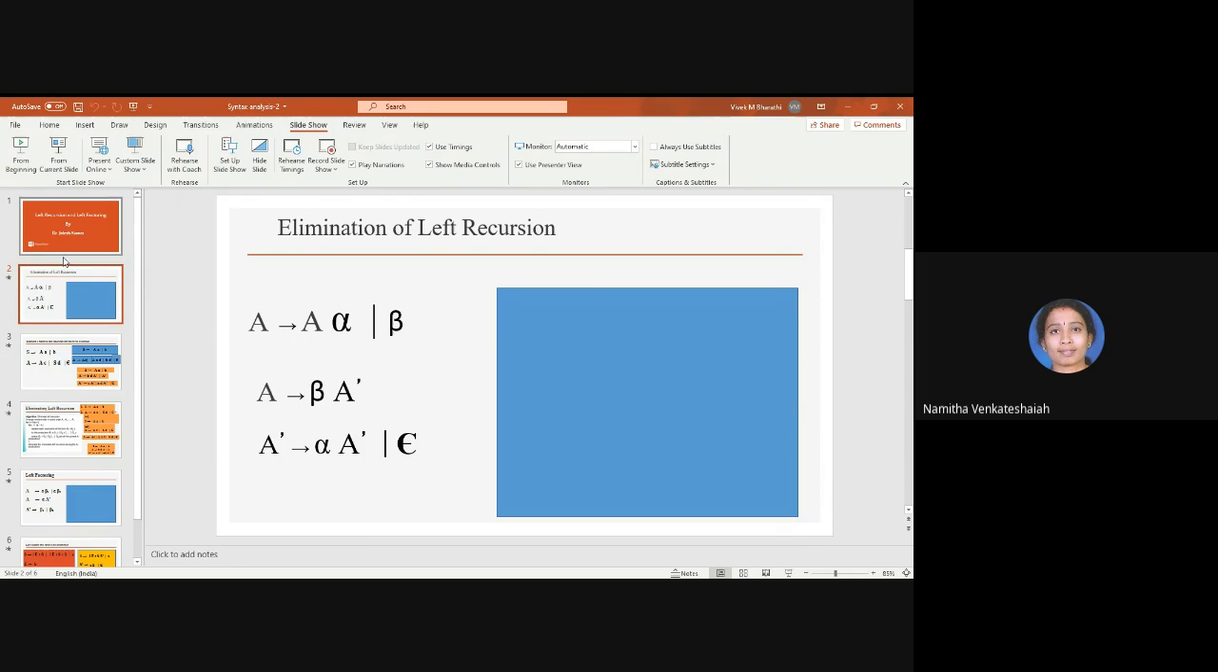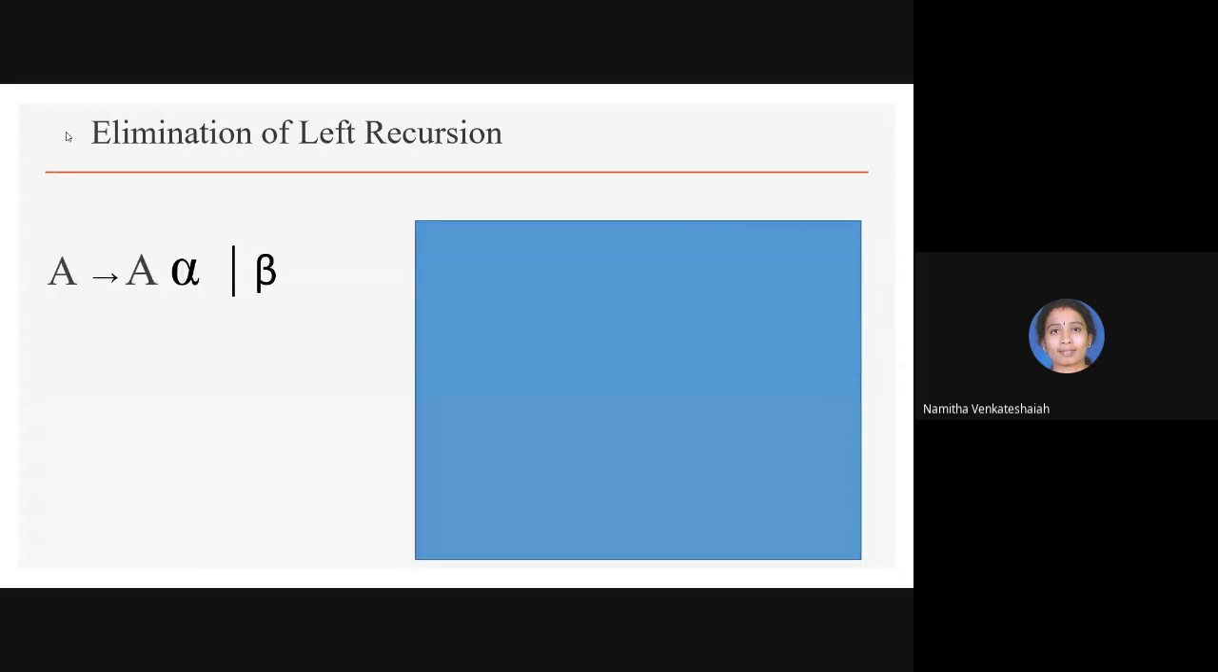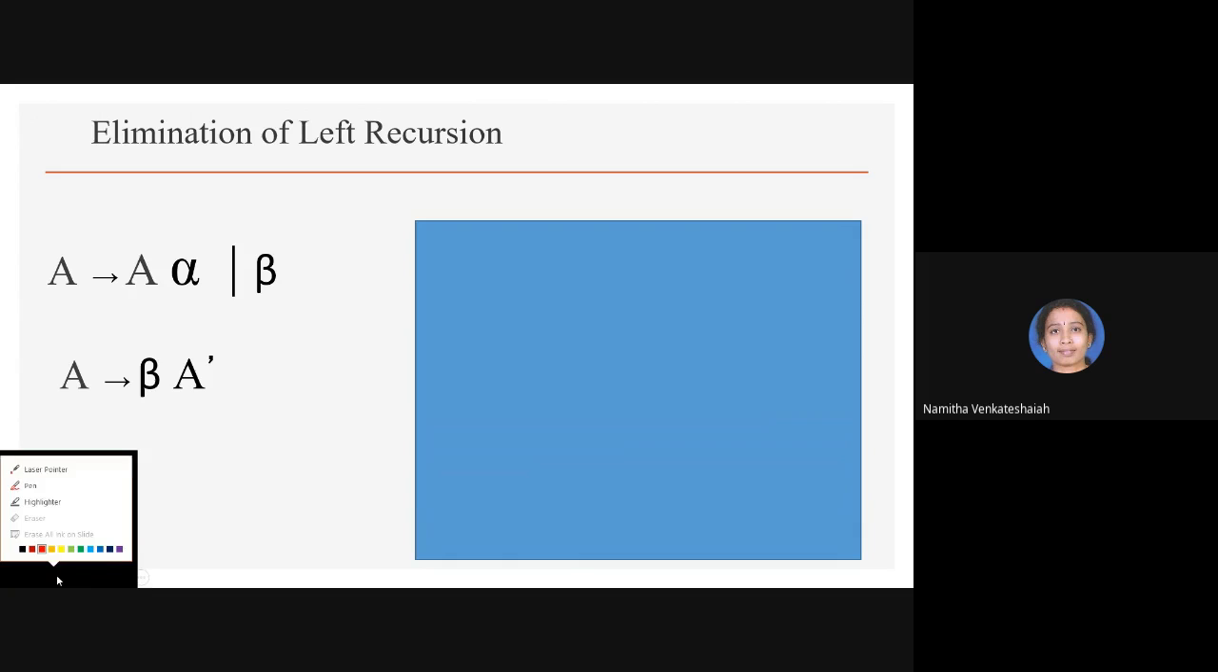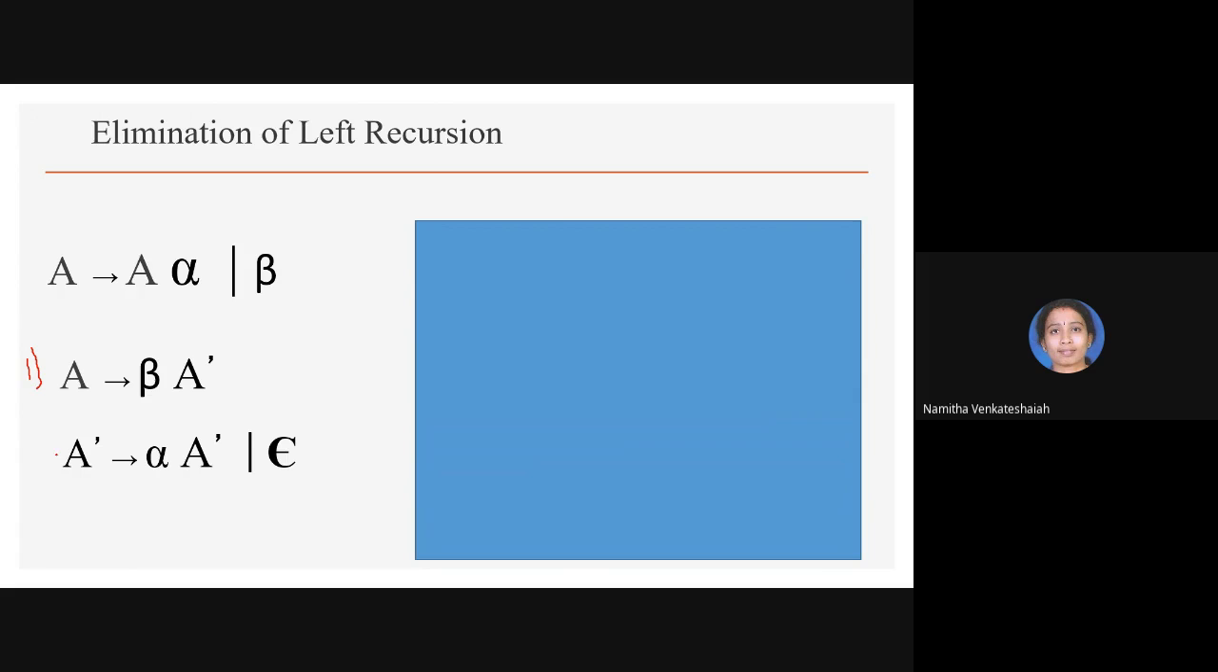Okay. So this is the grammar which is having left recursion. Now, how to remove the left recursion? That is my problem, isn't it? Very easy. In 2 steps, I can remove the left recursion. So what is the first step, students? The first step is writing A produces beta A dash. And what is the second step? The second step is A dash produces alpha A dash or epsilon.